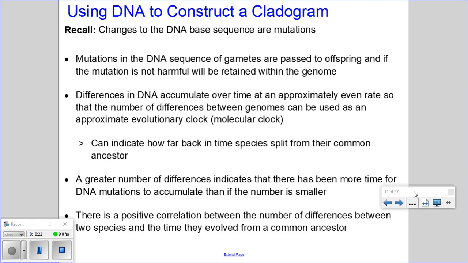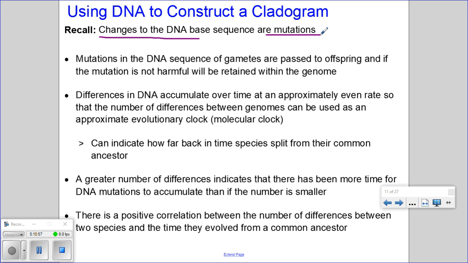So we'll first look at using DNA to construct a cladogram. First, I'll ask you to recall that changes to the DNA base sequence are referred to as mutations. So when you start to change the letters in that DNA sequence, this is referred to as a mutation. Mutations in the DNA sequence of gametes are passed to offspring, and if the mutation is not harmful, it will be retained in the genome. So mutations only get passed to offspring if they occur within those gamete cells.